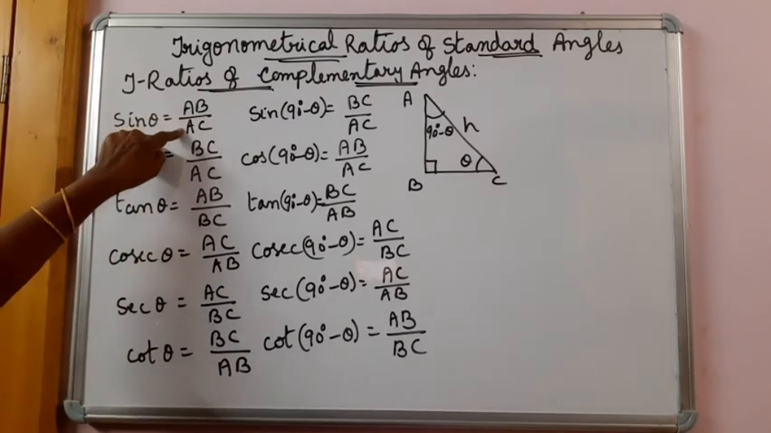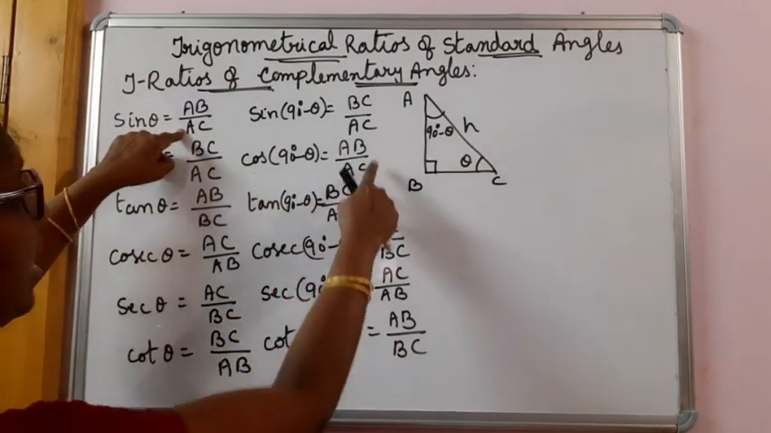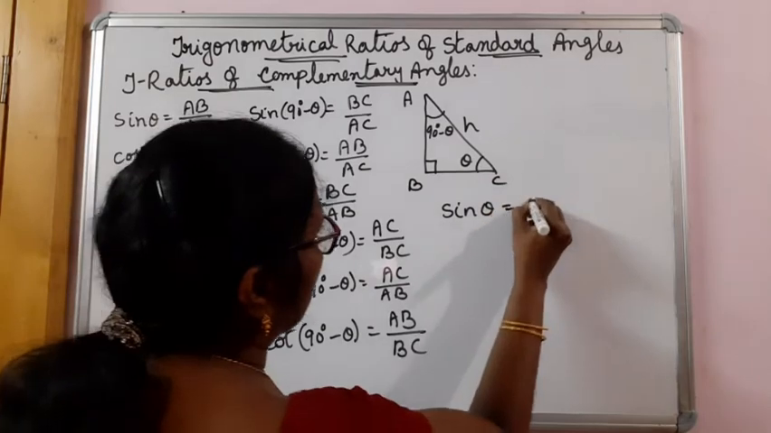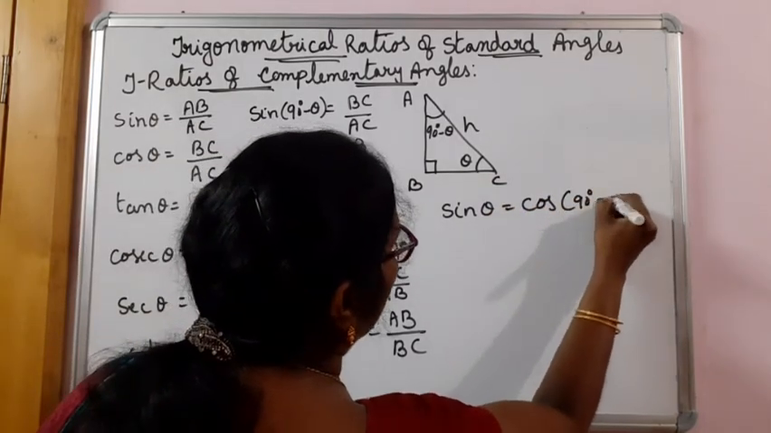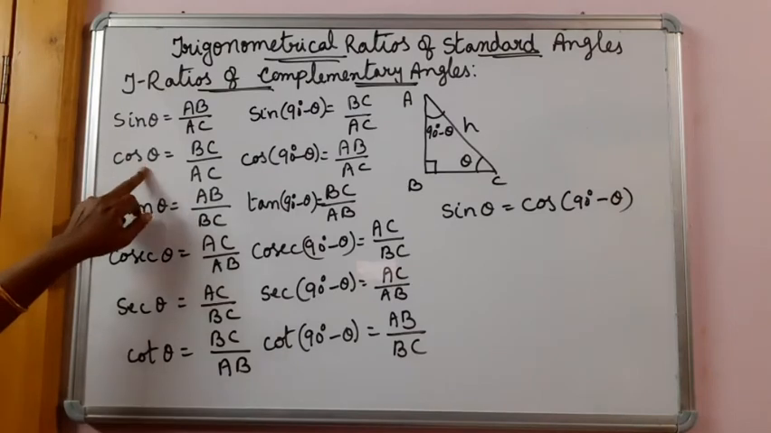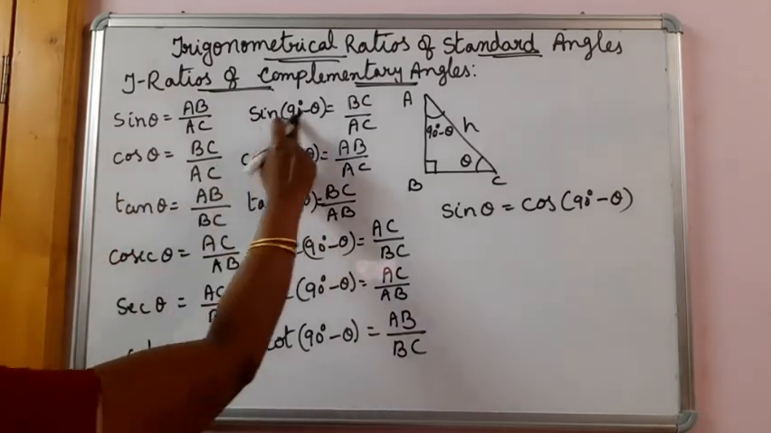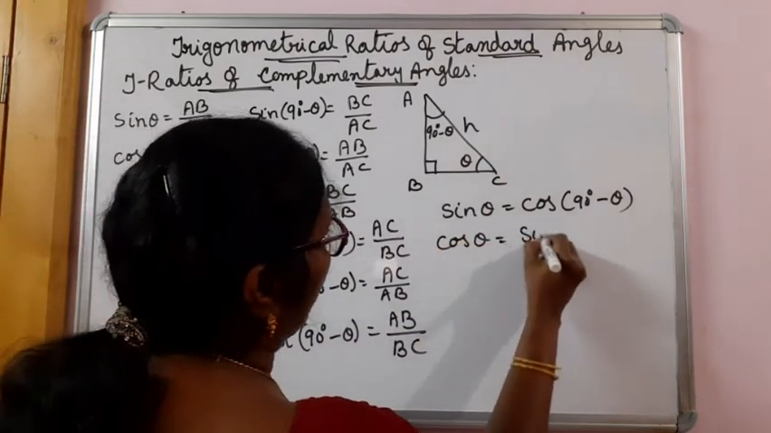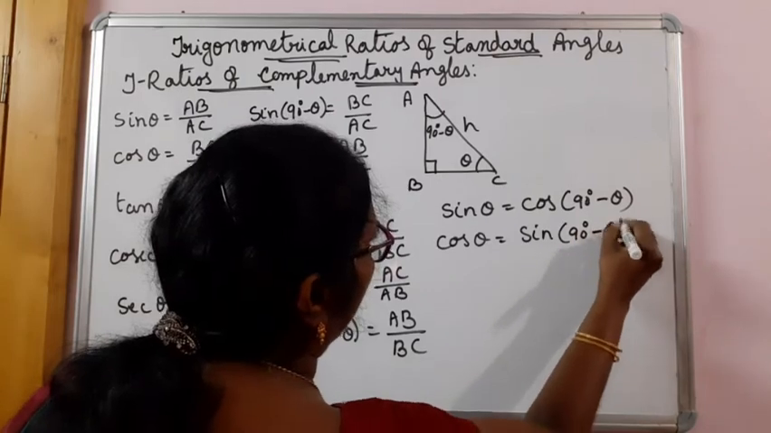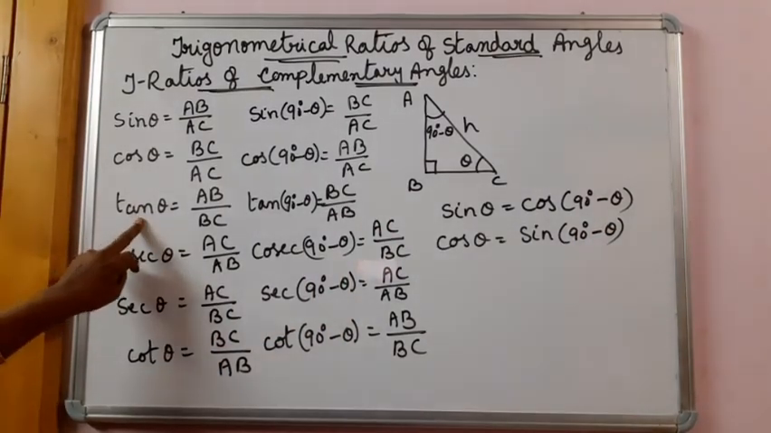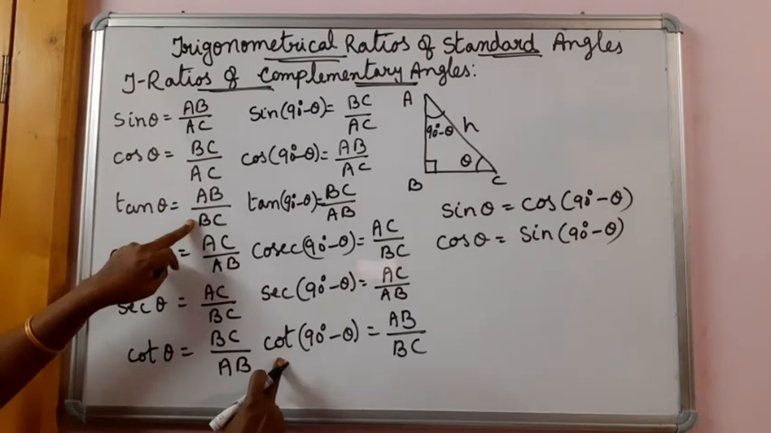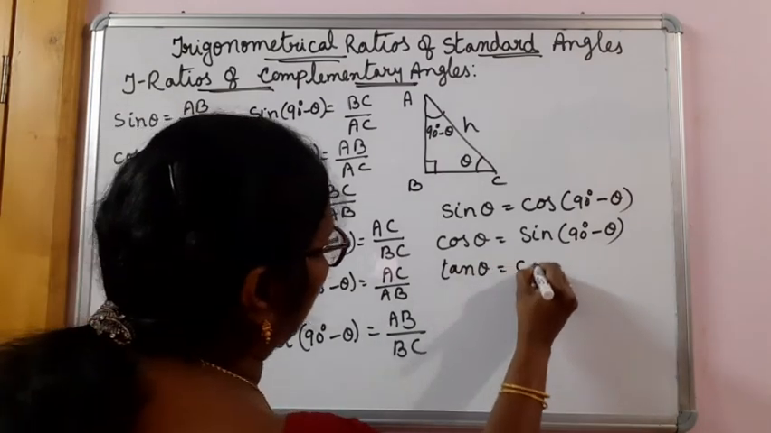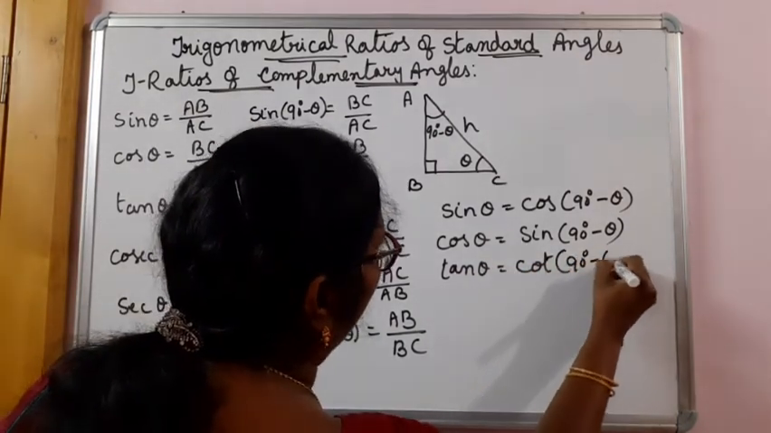Sin theta is AB by AC. Here cos of 90 minus theta is AB by AC. That means sin theta is equal to cos of 90 degrees minus theta. Then cos theta is BC by AC, and sin of 90 minus theta is BC by AC. That means cos theta is equal to sin of 90 degrees minus theta. Now tan theta is AB by BC, and cot of 90 minus theta is AB by BC. So tan theta is equal to cot of 90 degrees minus theta.